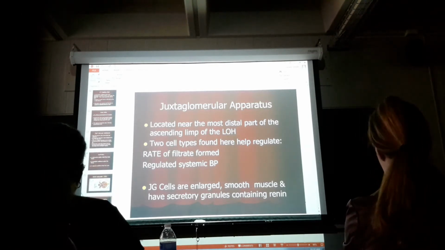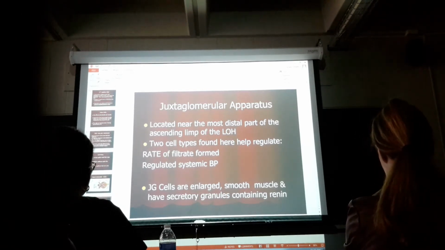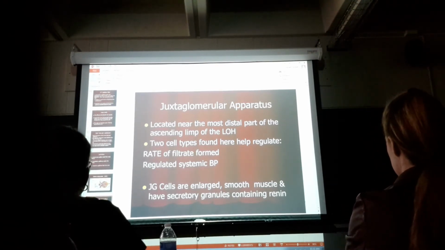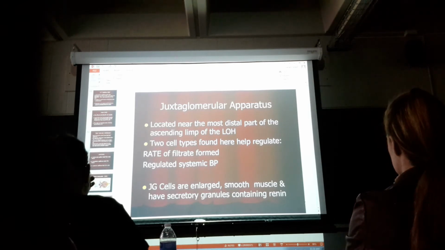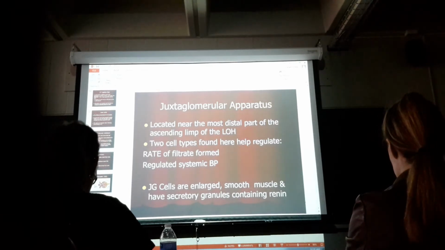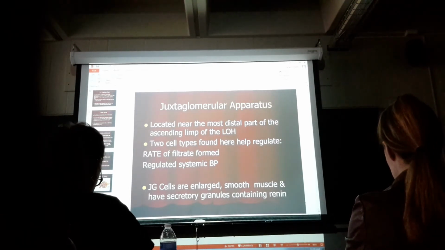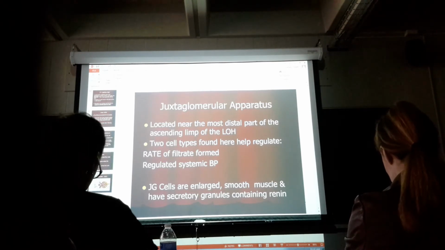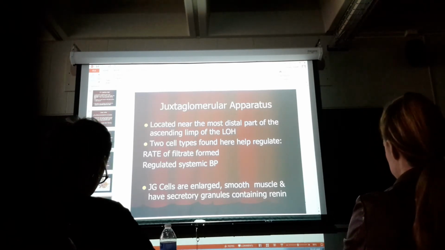Okay, so the JGA, juxtaglomerular apparatus, is located near the most distal part of the descending loop. We go down, we come back up, and it's up there on top of the glomerulus. We have two types of cells there that are going to regulate the rate of filtration, and they're also going to regulate blood pressure. So the JG cells are large smooth muscle cells.